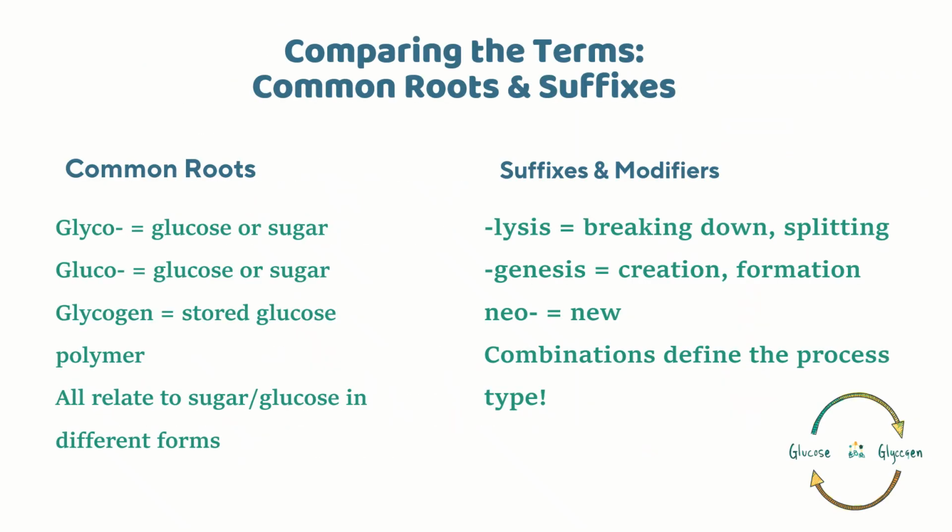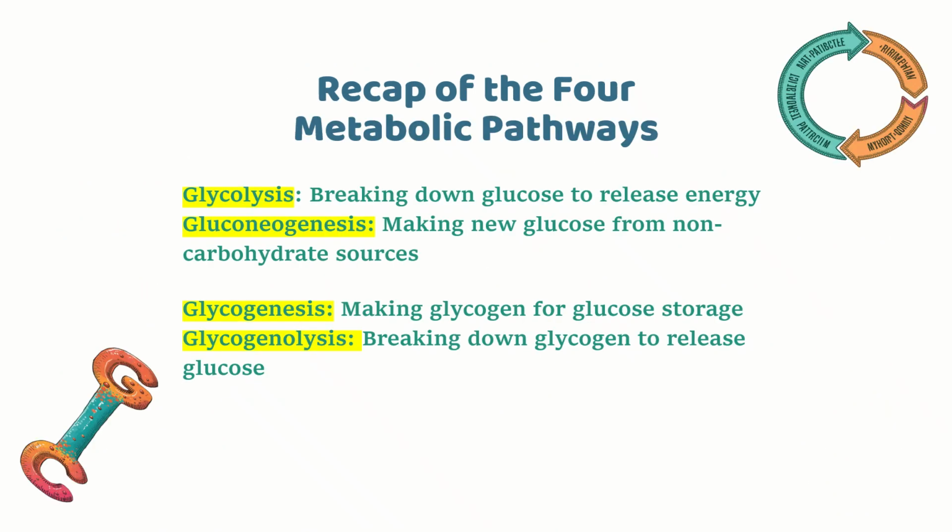Now here you can see the summary. Glyco is glucose or sugar, gluco is glucose or sugar. Often these terms are interchangeably used. Glycogen is a stored glucose, and lysis and genesis: lysis is breakdown or splitting and genesis is formation or creation. So hope you have understood these terminologies well.